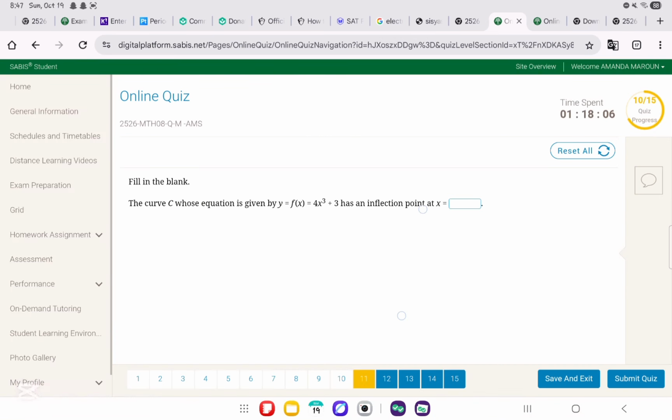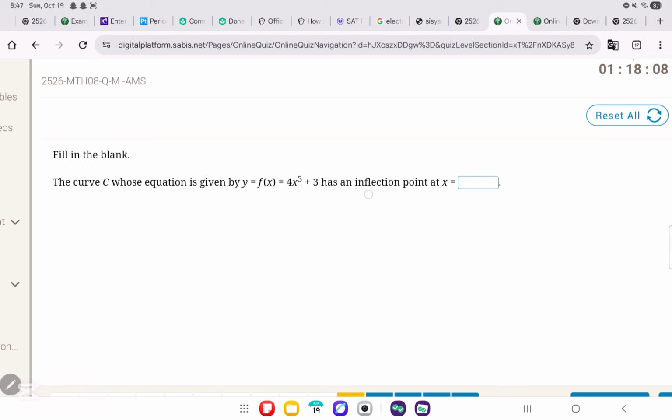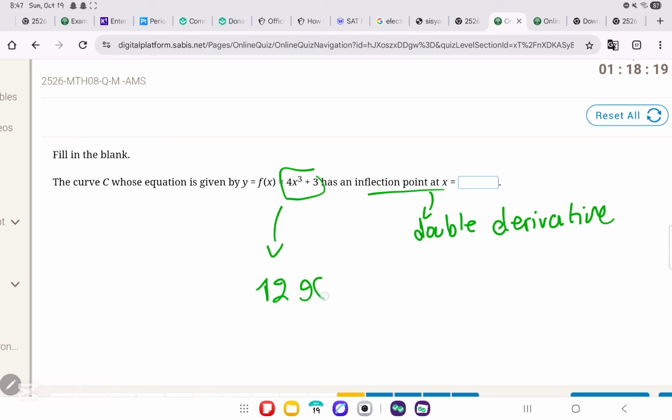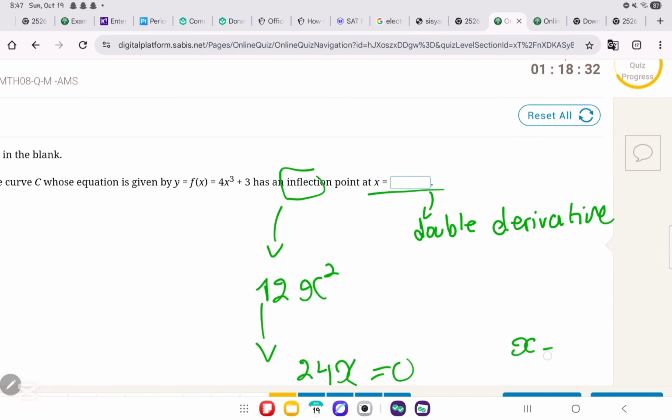They want the value of the inflection point. How do we find the inflection point? We need to do the double derivative, right? So let's take the double derivative of this. It's going to be 12x squared. That's it, 12x squared. Then we do the derivative again. It's going to be 24x. Now you need to make it equal to 0. What's the only value of x that will make this equal to 0? 0.